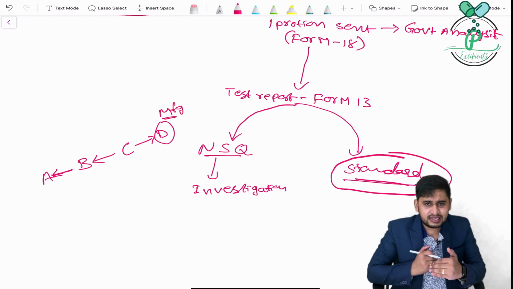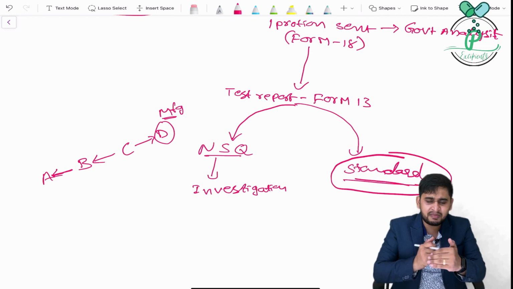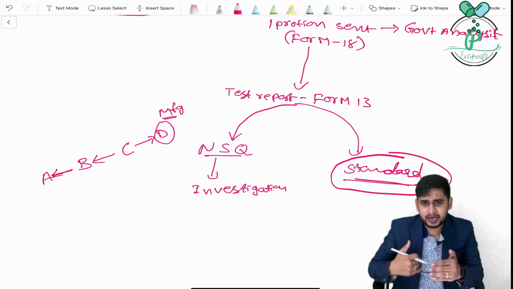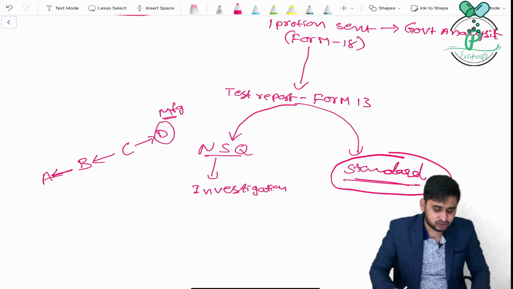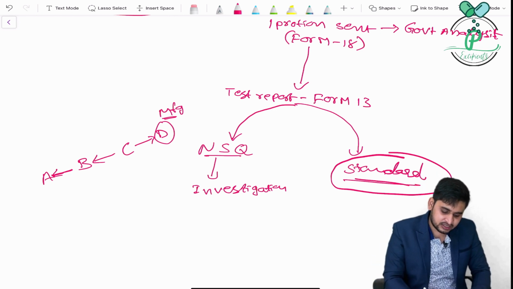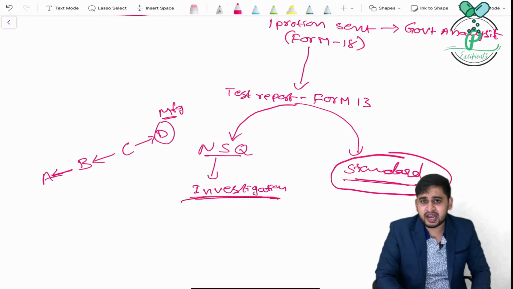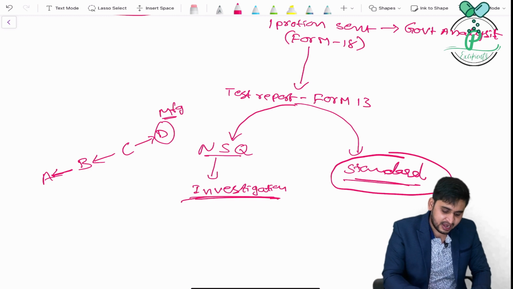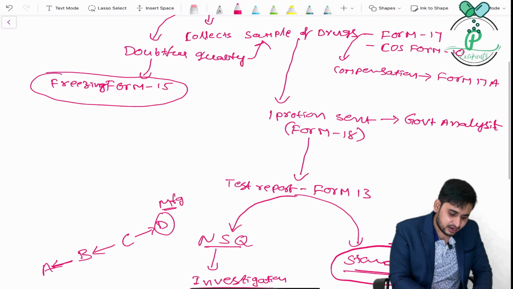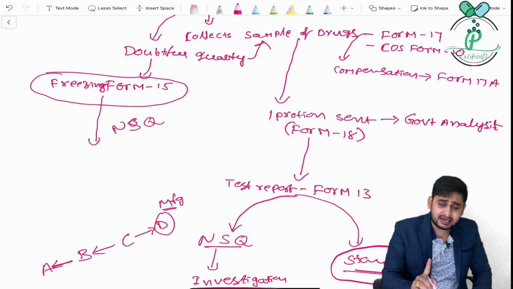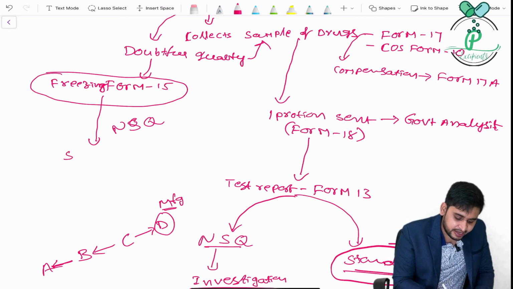So to establish the right supply chain from the shopkeeper to the manufacturer, this investigation will be carried out by the concerned drug inspector. If the drug is reported as not of standard quality, whatever the frozen drug is, then this drug will be seized.